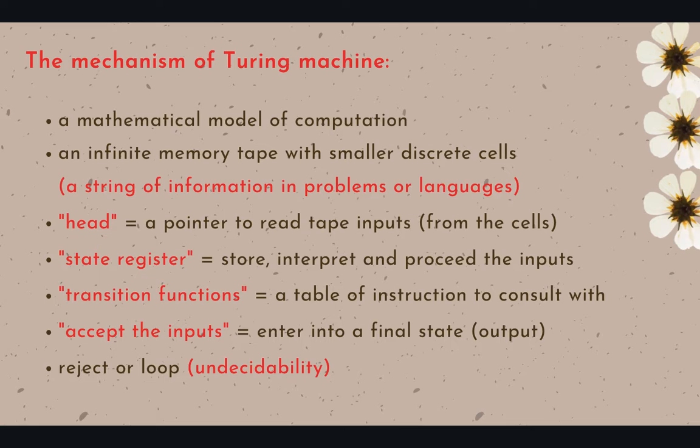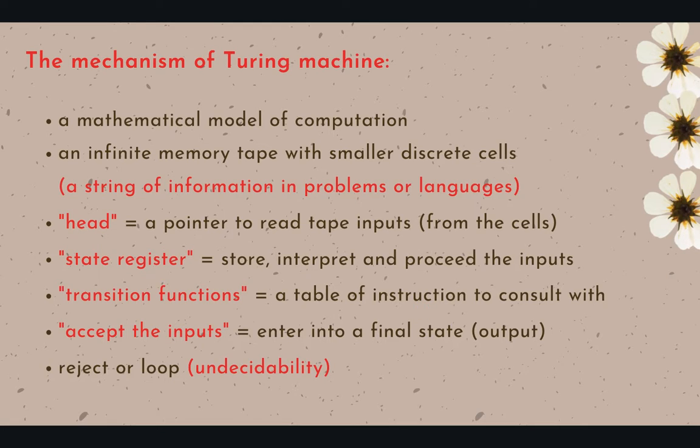In addition to the tape, there is a head, which is a pointer to read tape inputs from the cells. The state register then stores, interprets, and proceeds the inputs. The machine then consults transition functions, which is a table of instruction.